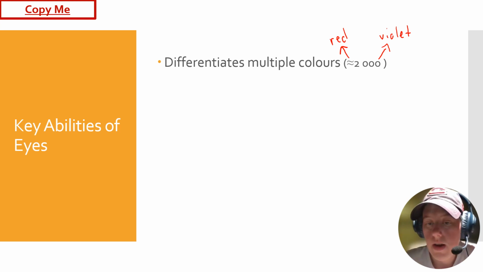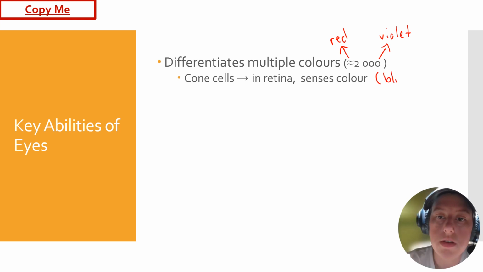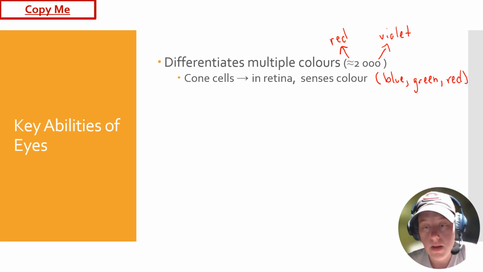And the part of the eye that is able to do this is the retina, but it's a specific type of cells in the retina called your cone cells. And your cone cells sense color. Now you have three types of cone cells, and you have cone cells that sense blue, green, and red. So it's basically the stimulation of one, two, or all three of these cone cells that produce all of the multiple colors that you can see.